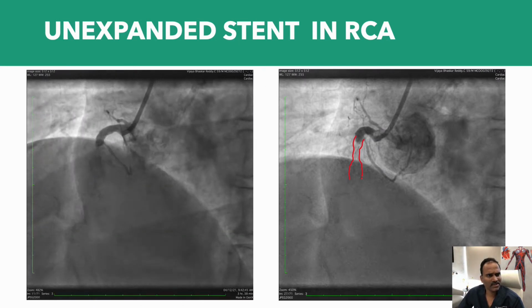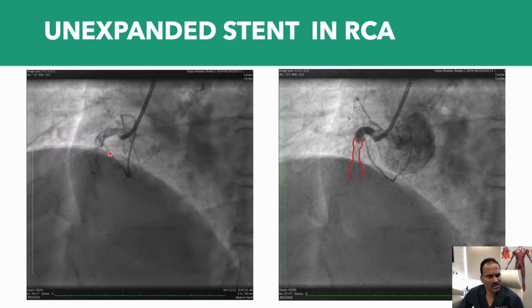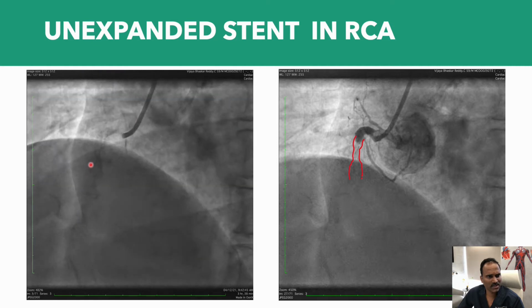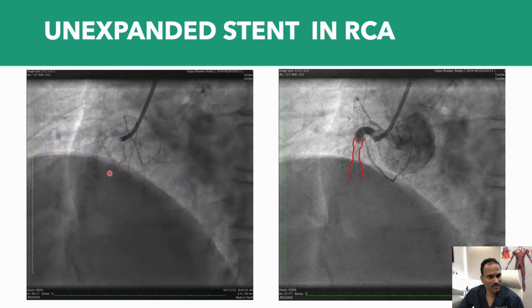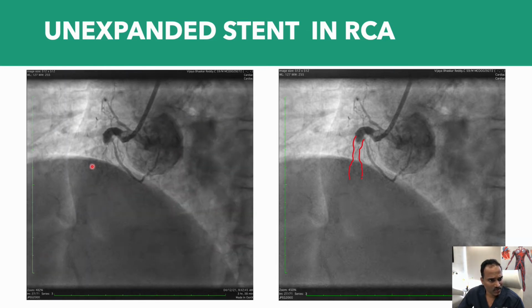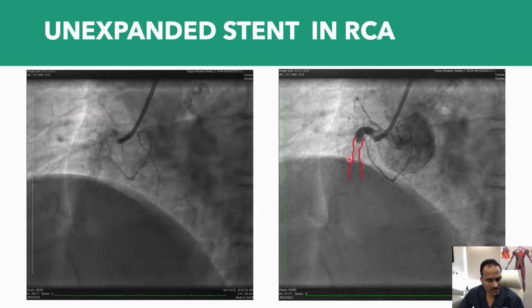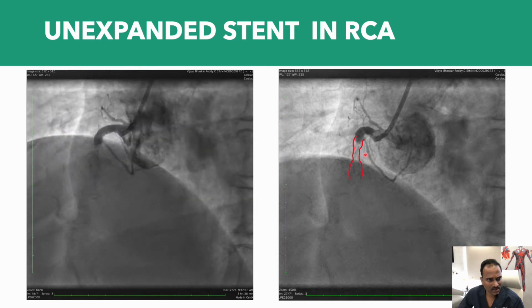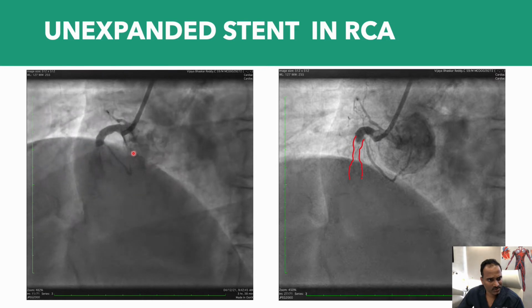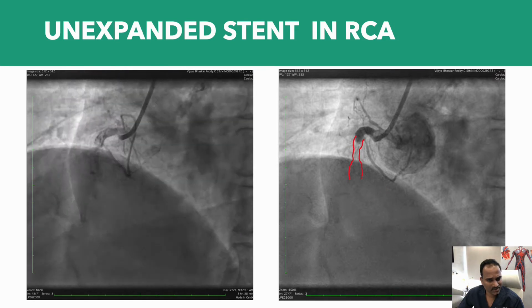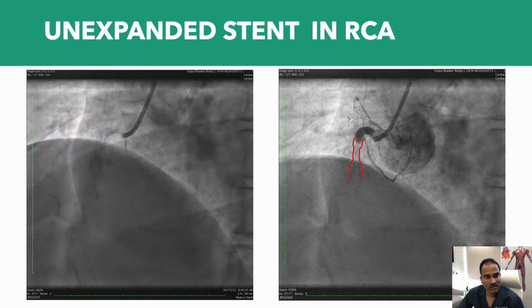And this is the right injection, which clearly shows total occlusion of the right coronary artery, which is the reason for his acute inferior MI. Now, you can also observe the stent. It is like an hourglass. You can see here there is a gross underexpansion of the stent in the middle portion, and that is the reason for his total occlusion.